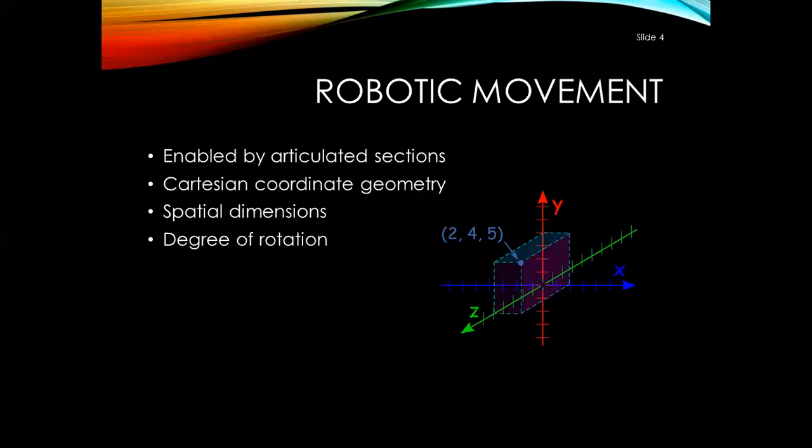Robotic movement is enabled by articulated sections, Cartesian coordinate geometry, which is that picture right there. If you did take geometry, you should understand where Cartesian coordinate geometry is. And if you don't know it, look it up. It's in the book. Okay, I'm not going to go over it here. Spatial dimensions and degree of rotation is very important also.